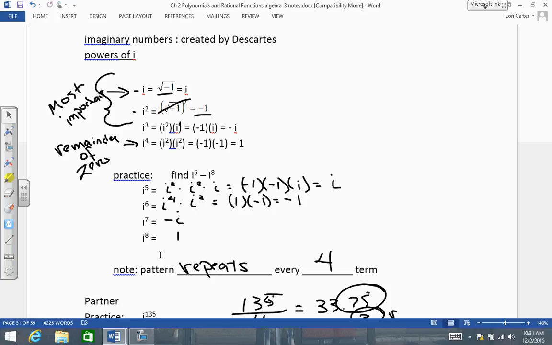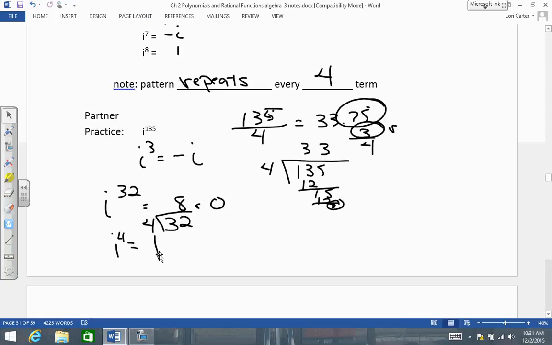Negative i. Because 82 divided by 4 has a remainder of 2. So it's a remainder of 2. What's half of 4? 2. So i to the 2nd power, why is it not... i squared is negative 1, so negative i or negative 1? Yeah. Okay, are we getting it?